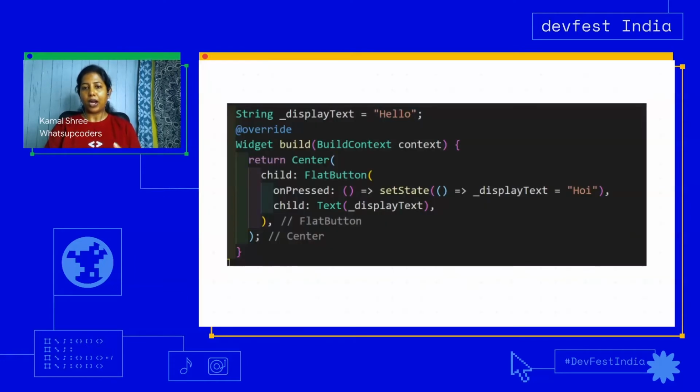A simple example where I'm actually going to demonstrate how a widget tree, element tree, and the render object look like. So if you look at this code, I have a simple variable called display text with a text hello, and then I have a build method with a center, a flat button. That means I'm centering this flat button, and on press, I'm changing the set state of the display text from hello to hoy, and that child is the text which changes. So this looks pretty straightforward, right? But if you look in the background, this is how it looks like.